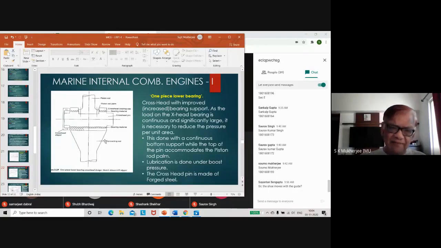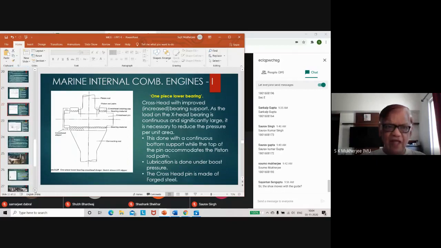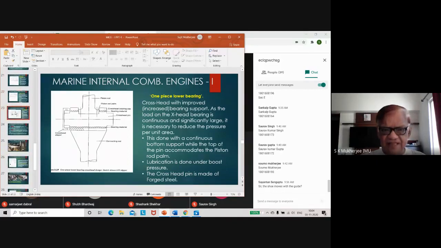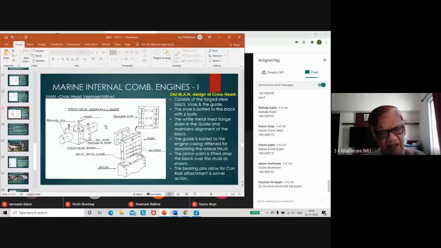Okay. Next diagram is what I have drawn, and this is even more explanatory to most of you. This is the diagram for an old engine, and I think it is the best diagram you can give to an examiner. So let's have a look at it. This is an MAN engine of an old variety, but it will also explain to you how the lateral forces of the crosshead are accommodated and taken care of.